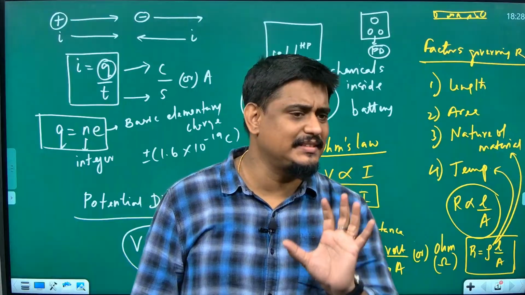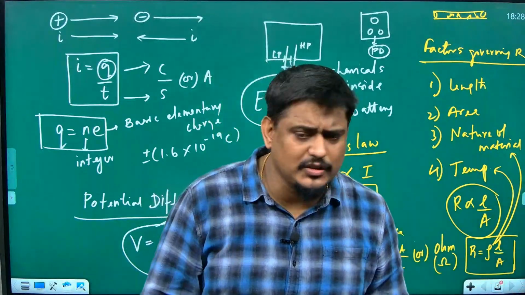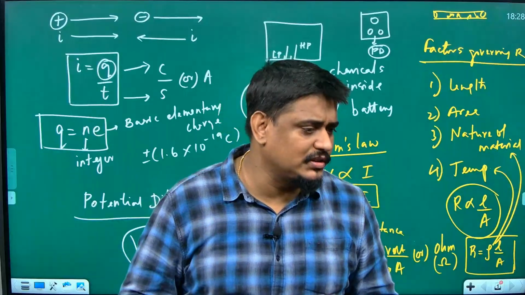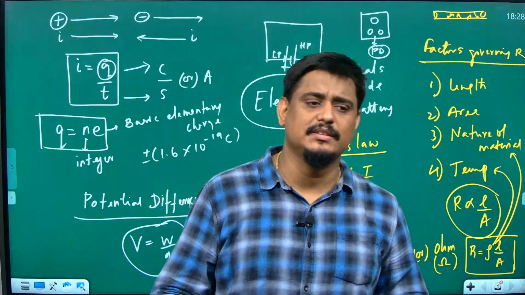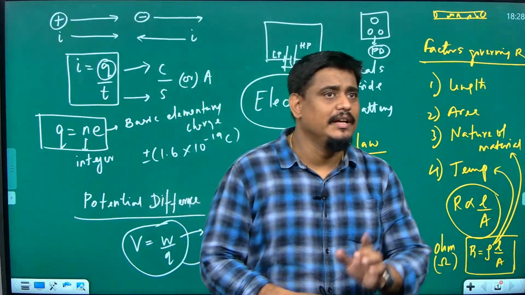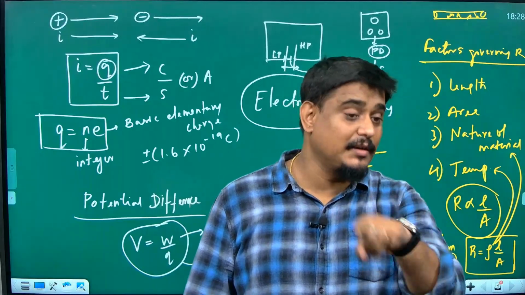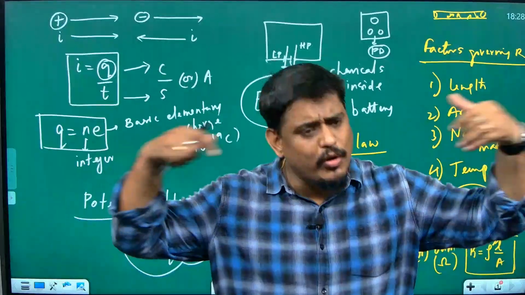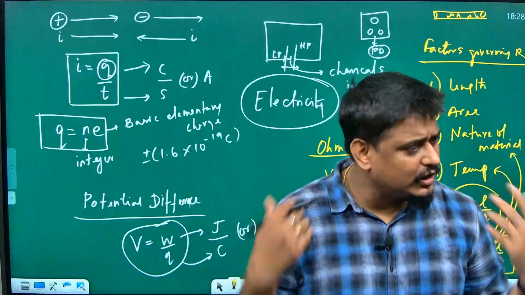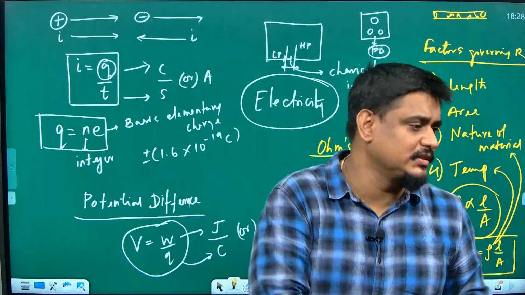So common sense says that if I am having a longer wire, it will have more electrons. If it has more electrons, it will have more collisions, and more collisions means more resistance. I told you, resistance is governed by the collision of electrons. So if you have a longer wire, it has more electrons inside, there is more chance of collisions, so obviously it has more resistance.